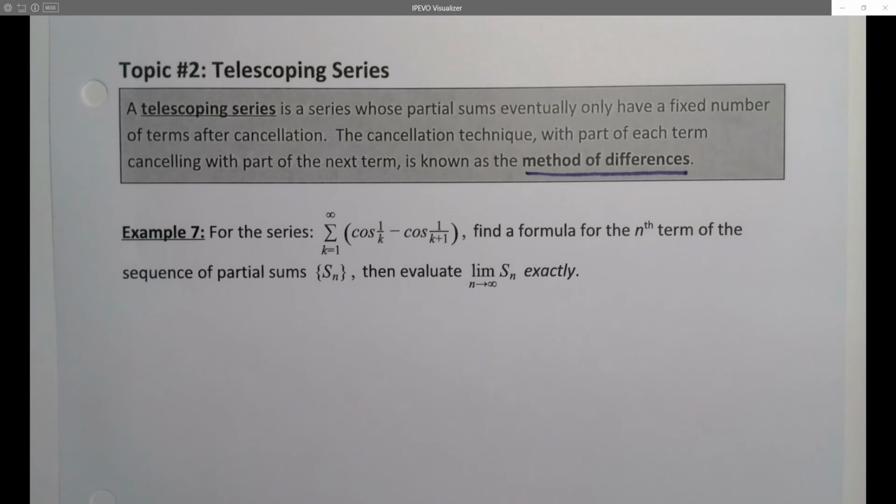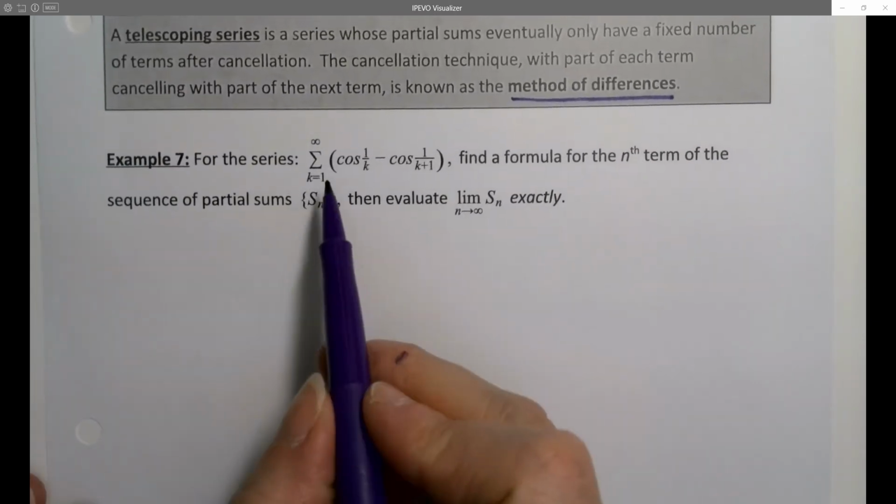So rather than having a formula for it like we did for a geometric series, a telescoping series is a series whose partial sums eventually only have a fixed number of terms after cancellation. And that cancellation technique is known as the method of differences. Now it sounds super convoluted, but it's actually pretty simple. Let me show you. So I'm going to start with this series right here.